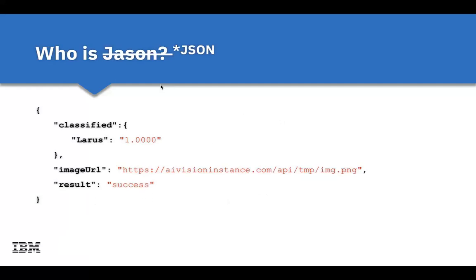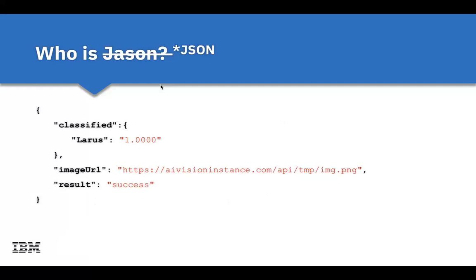So here, under the classified parameter, we've got the classification. Here it says, you know what, I think this is a loris, I think this is a gull, and it also tells us its confidence. So in this example, it's 100% confident that the photo I've sent is of a gull.